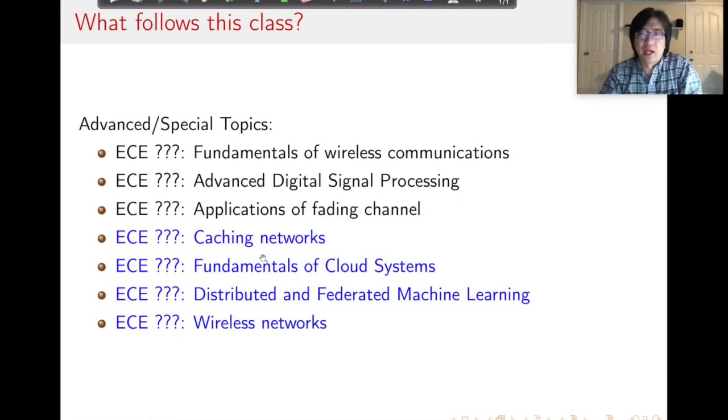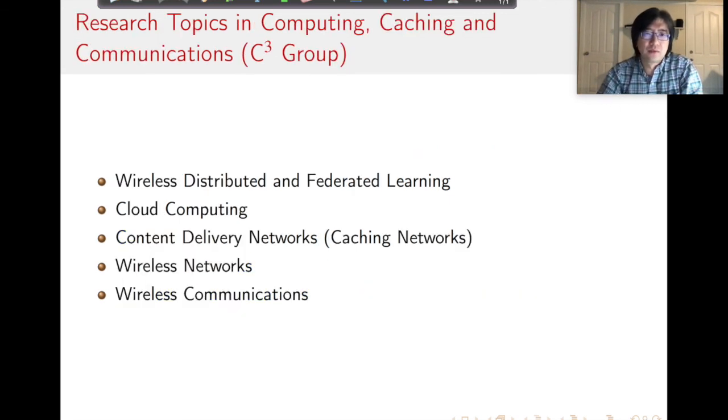So I have taught caching networks before, which is a very hot research area. And I have taught fundamentals of cloud systems in spring 2019, if I'm not mistaken, and it's a very, very hard class. And I may offer in the future distributed and federated machine learning and also wireless networks. Okay, if you are interested, please pay attention to that.